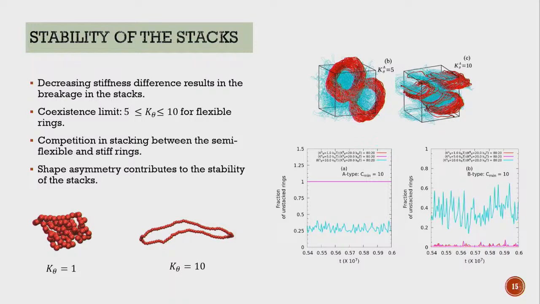What is happening is that for k equal to 1, it is much more globular shaped, which helps the stack formation, but for k equal to 10, they are becoming much more planar or rod-shaped structures, which does not allow these stacks to form for the stiffer system. So this shape asymmetry has a direct contribution to the stability of the stacks.